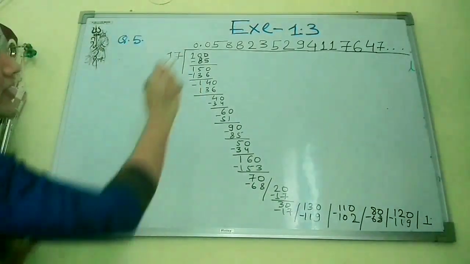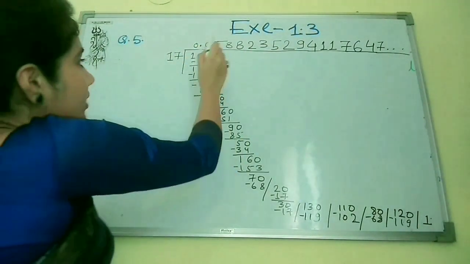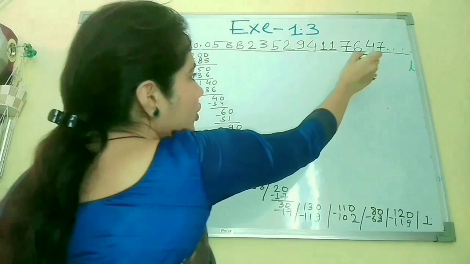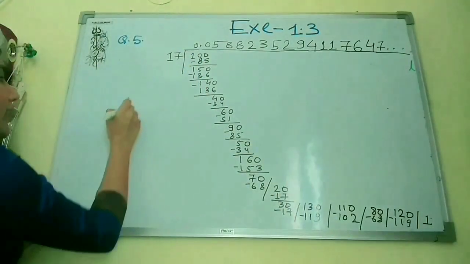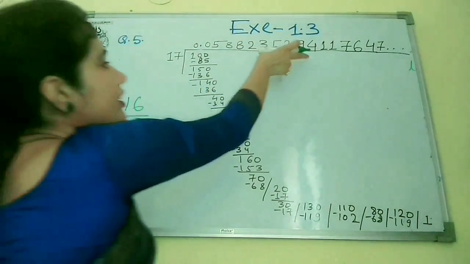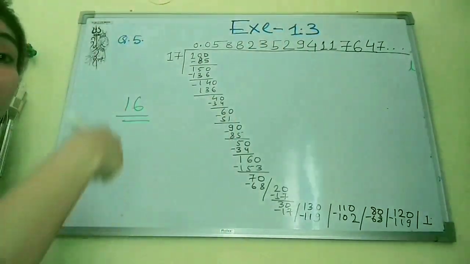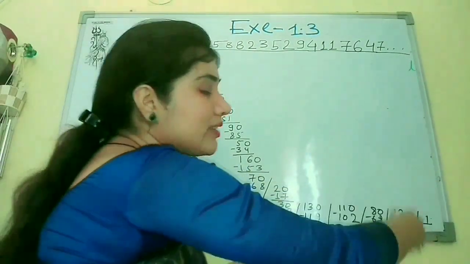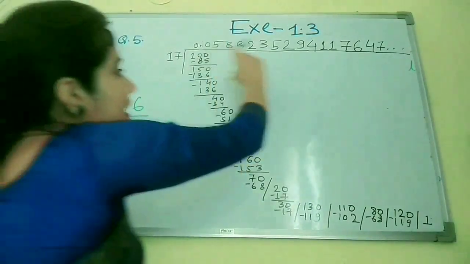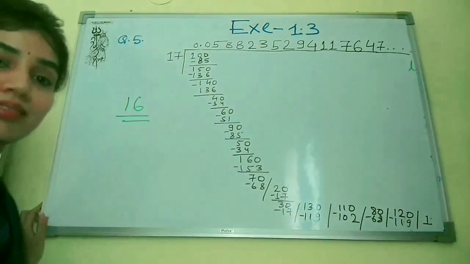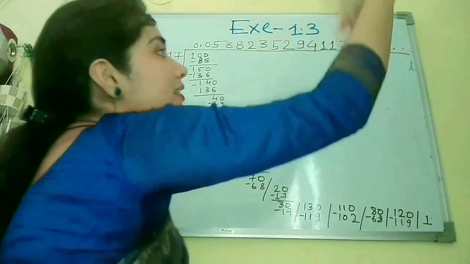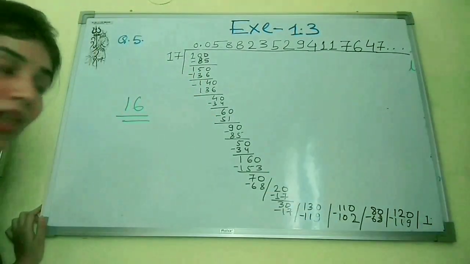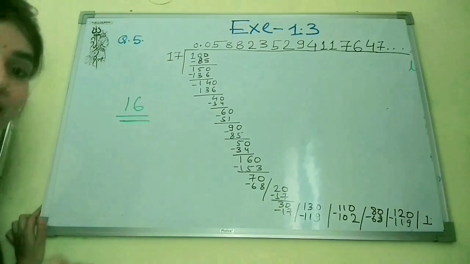So how many digits did we find in our recurring block? 1, 2, 3, 4, 5, 6, 7, 8, 9, 10, 11, 12, 13, 14, 15, 16. These are the 16 digits we found in our recurring block. If we expand the division further, we will find the same 16 digits again in a repeating manner. So the number of digits is 16.